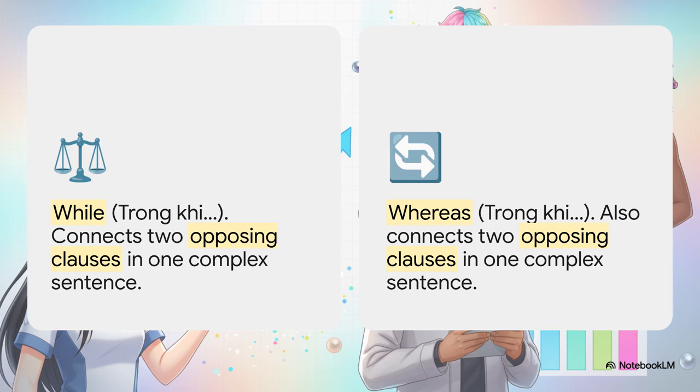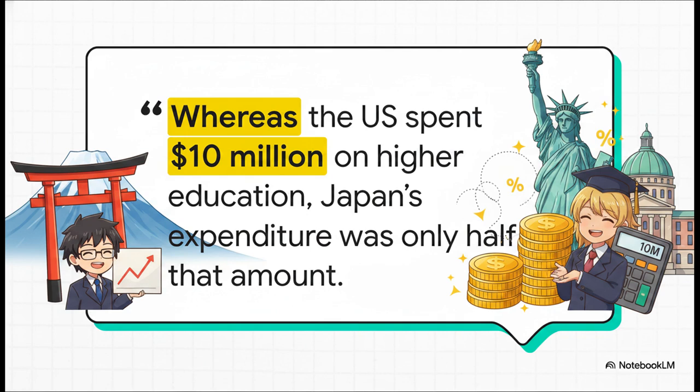Okay, let's talk about while and whereas. They both mean tromhi, and you use them to connect two opposing ideas within the same complex sentence. Let's see how that works. Here's a great example using whereas. Whereas the U.S. spent a massive $10 million on higher education, Japan's expenditure was only half that amount, despite having a similar population size.